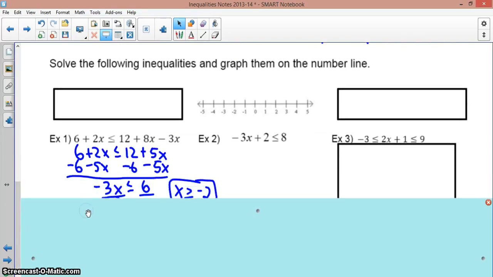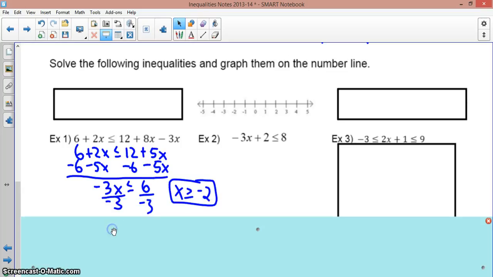That leaves me with negative 3x is less than or equal to 6. I can then divide by a negative 3. And just remember, since I am dividing by a negative number, I have to switch that inequality to a greater than or equal to. And so I end up with x is greater than or equal to negative 2. You only switch the inequality when you divide by a negative. If you divide by a positive, the inequality stays the same.